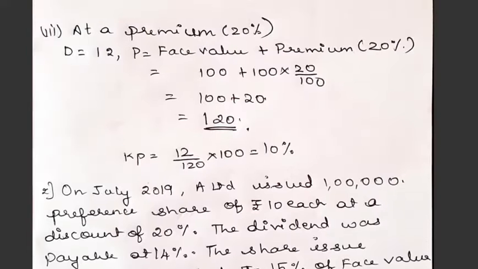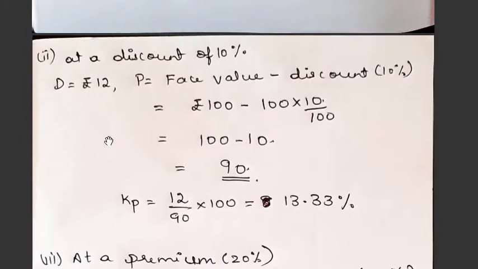Okay, so discount in the sense, dividend is 12 rupees, P is equal to face value. Always we will have to take face value minus, if it is a discount, we have to deduct a 10% discount. So face value 100 rupees minus discount of 10% on what value? On face value. So 100 into 10%, 10. So 100 minus 10, it is 90.